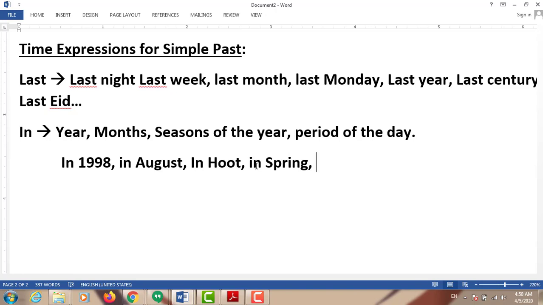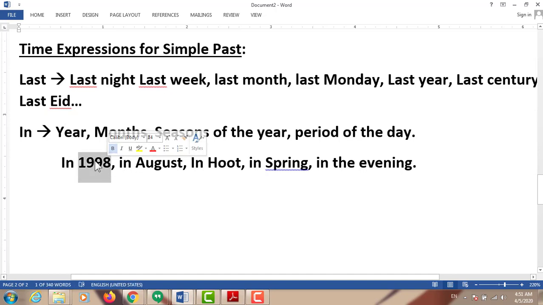Next one, period of the day. For period of the day, we also use "in." For example, we say "in the evening." Okay, so this "in" is used for year. 1998 is a year. In 2010, 2011, in 1908, in 1800, months of the year. In July, in June, in August, in September.